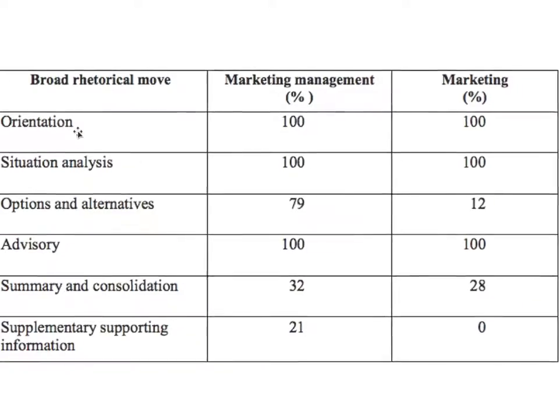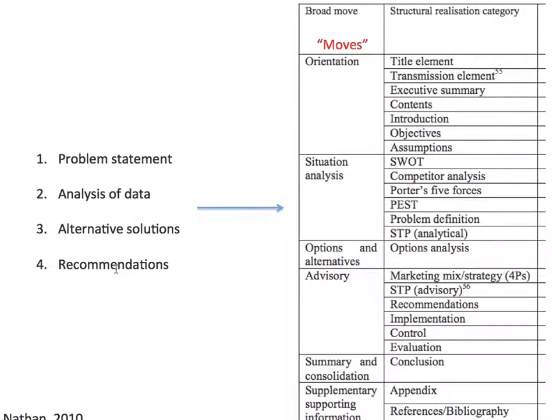Orientation describes the topic. Now it's the same as these 4 moves. Now within these 4 moves, Nathan 2010 noticed these structures being used within a case study report. So firstly, the orientation, where you've got the introduction, the objectives and the assumptions, and then the problem itself, where the problem might be stated and the analysis of that data might be done by using these business tools. So that's where the situation analysis is. We've got SWOT, Porter's 5 forces, PEST analysis, competitor analysis. They're all part of the analysis of data.